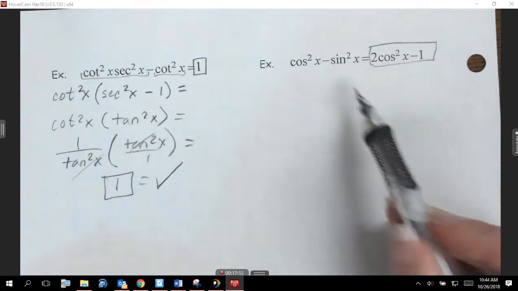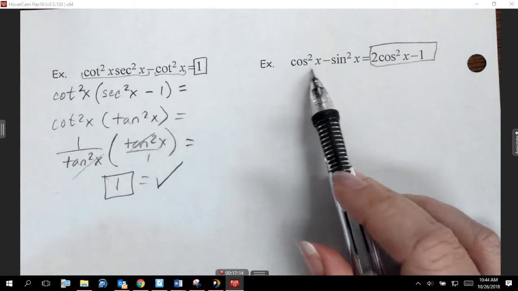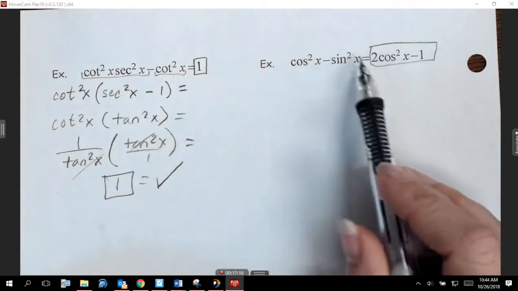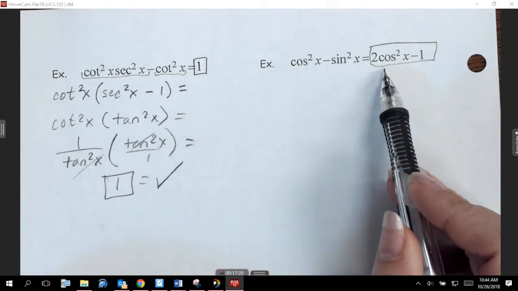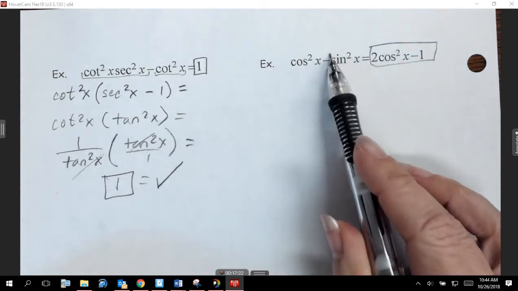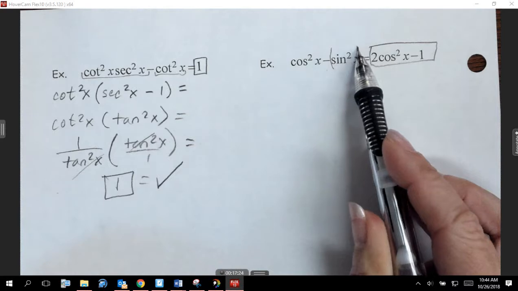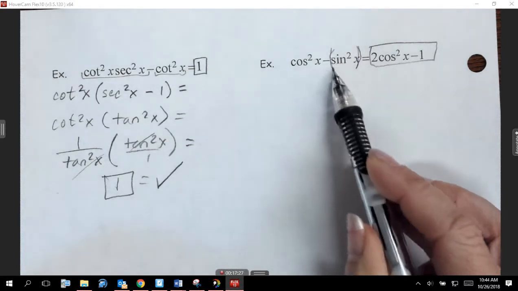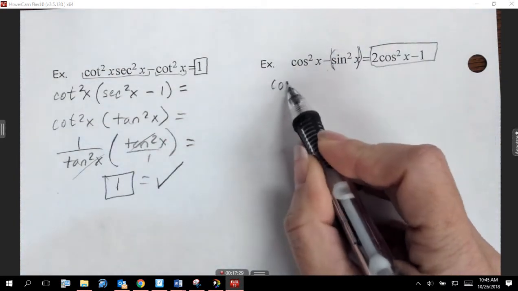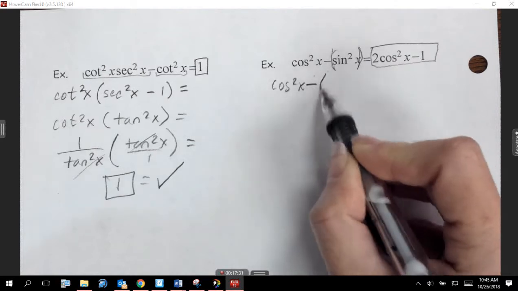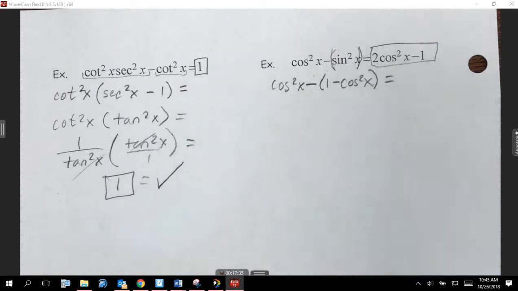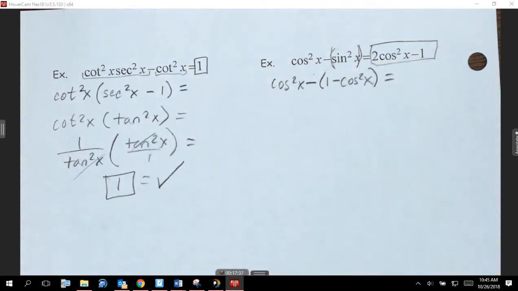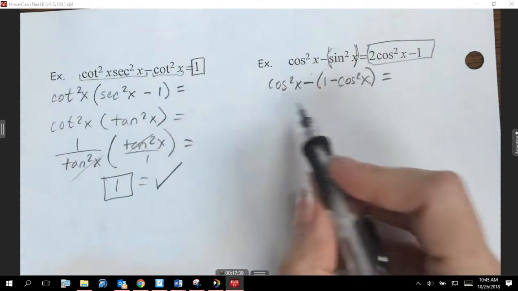Okay. All right, so what I'm going to do is somehow get rid of sine squared x and make it into another cosine, because I need two cosines. Since it's squared, I'm going to go to that Pythagorean page, and I notice that sine squared x is the same thing as 1 minus cosine squared x. So I switched out sine squared x and made it 1 minus cosine squared x.